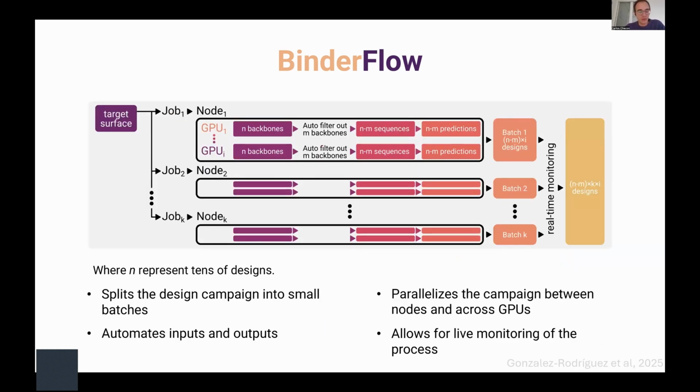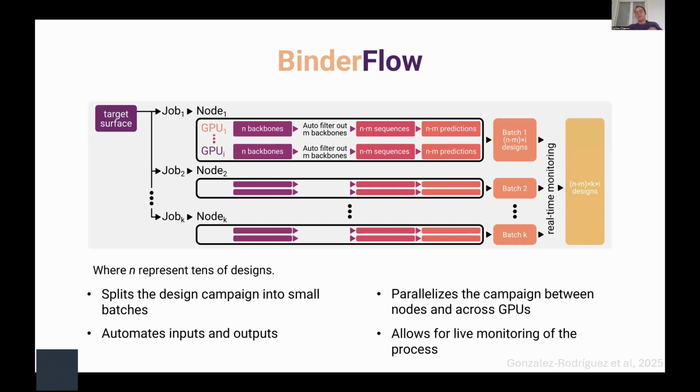The most important addition of BinderFlow is with respect to how the binder design campaign is organized. So this time, instead of having very large jobs, you divide the campaign into small batches that run end-to-end. In these batches, the N, which is tens of thousands of designs, represents tens of designs. So these small batches can be run in timescales of minutes or hours, depending on the length of your target and your binder. It also automates the inputs and outputs between steps. You don't have to manually handle all these results, and we use silent files in order to keep everything nice and tidy. And it also parallelizes the campaign between nodes and across GPUs in order to improve real-time efficiency.